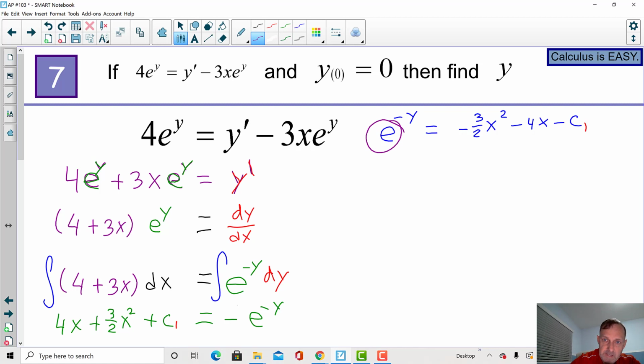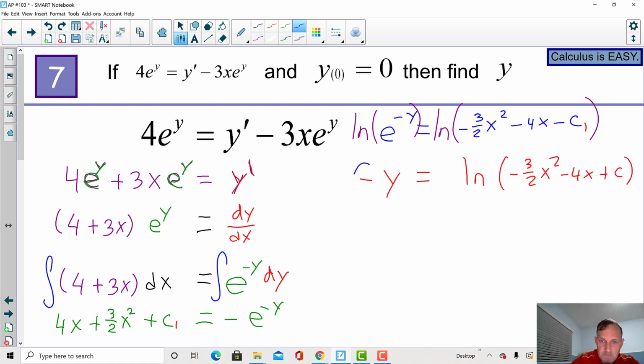I do need to get rid of this e right here. So I'm going to do ln of both sides. There we go. Now the ln of e is going to cancel. It's going to get negative y over here. And of course I want to get rid of this negative here, so I'm going to multiply both sides by negative 1. And now I'm done. I've solved for y.